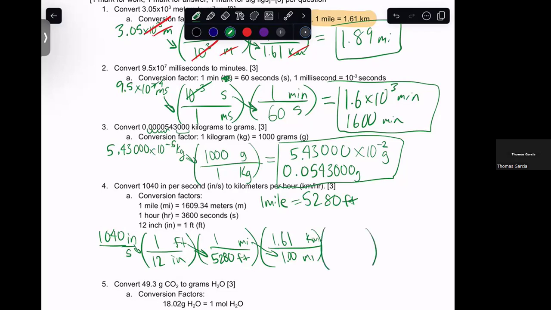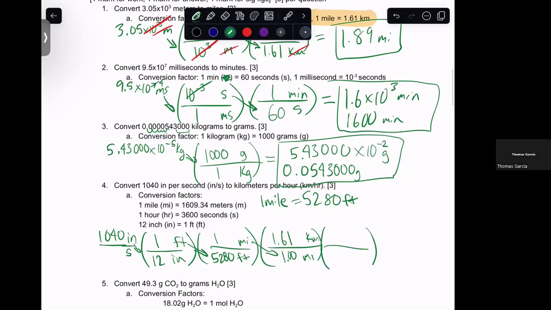Now, this one's a little different. We have seconds on the bottom here. And if seconds is on the bottom, to cancel out the seconds, we need to move the unit to the top. So when I convert seconds, I will put seconds on top, hour on bottom, which is good because we know that we want kilometers per hour, which already has the hour on the bottom. And we know it's 3,600 seconds per 1 hour. Again, that's an exact conversion.